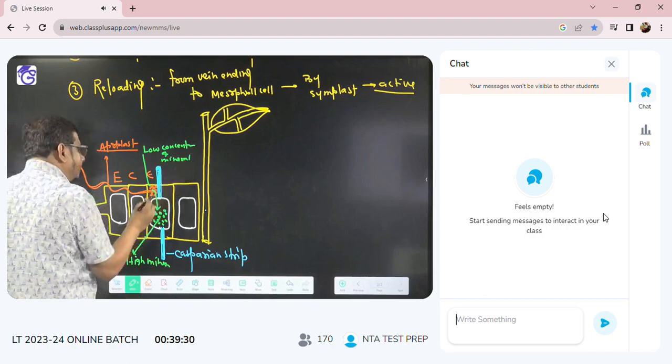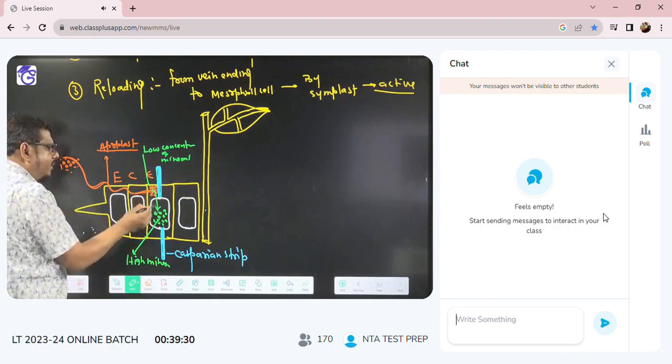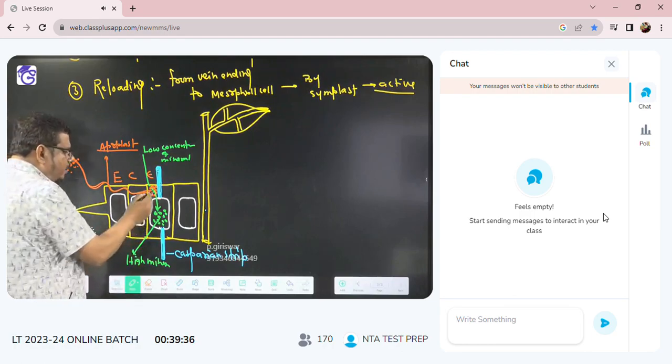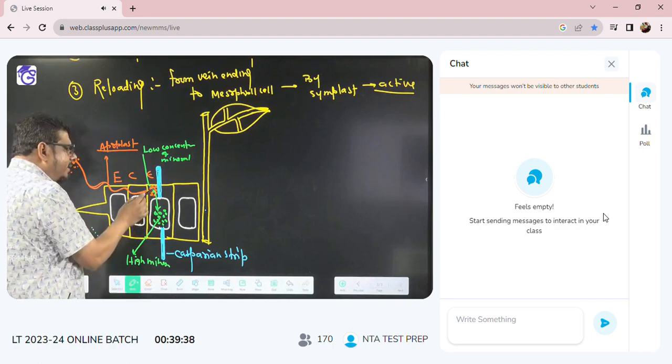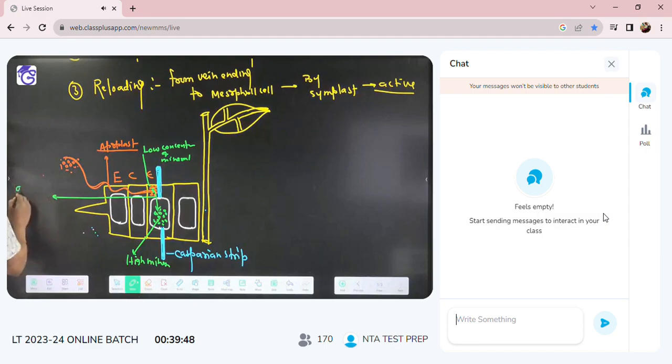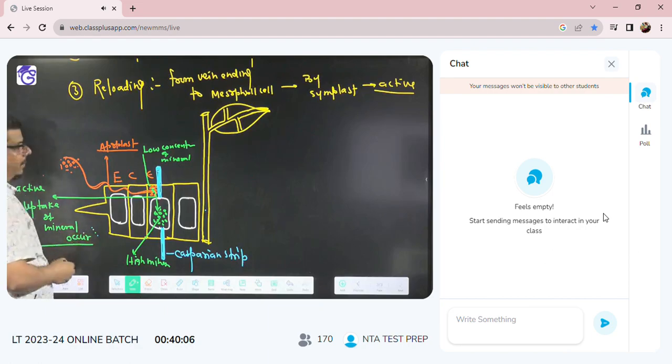So most of the minerals coming from outside to inside the endodermal cell, by which process? Active process or passive process? Here mineral is low, here mineral is high. Minerals are coming from low to high. So here, active uptake of mineral occurs or not? Can I write, active uptake of mineral occurs? Most of the minerals are absorbed actively.